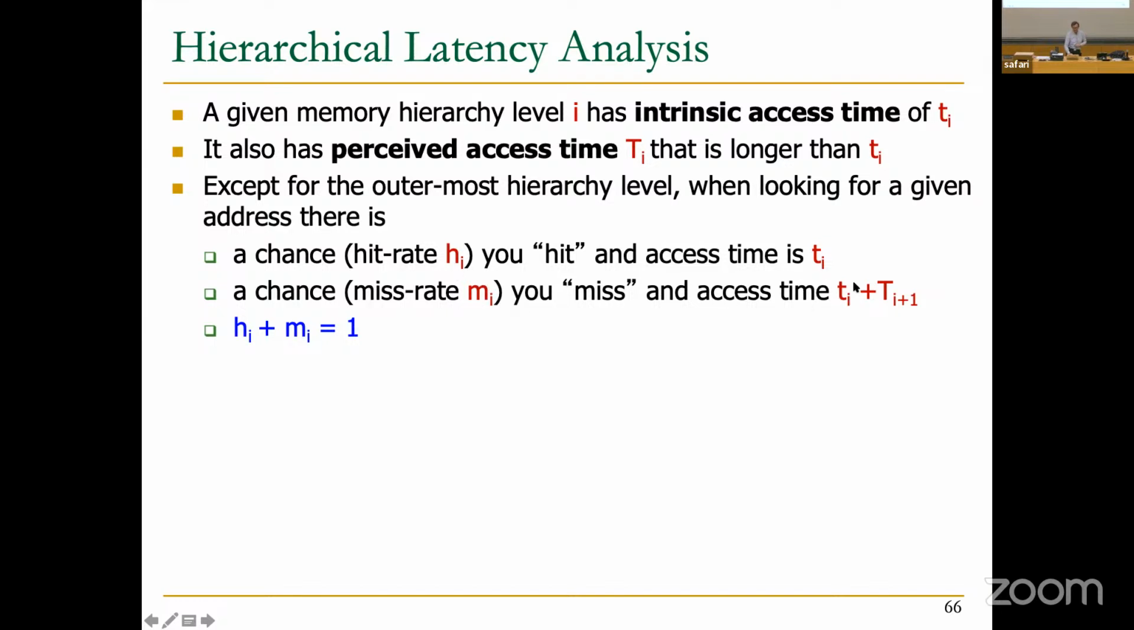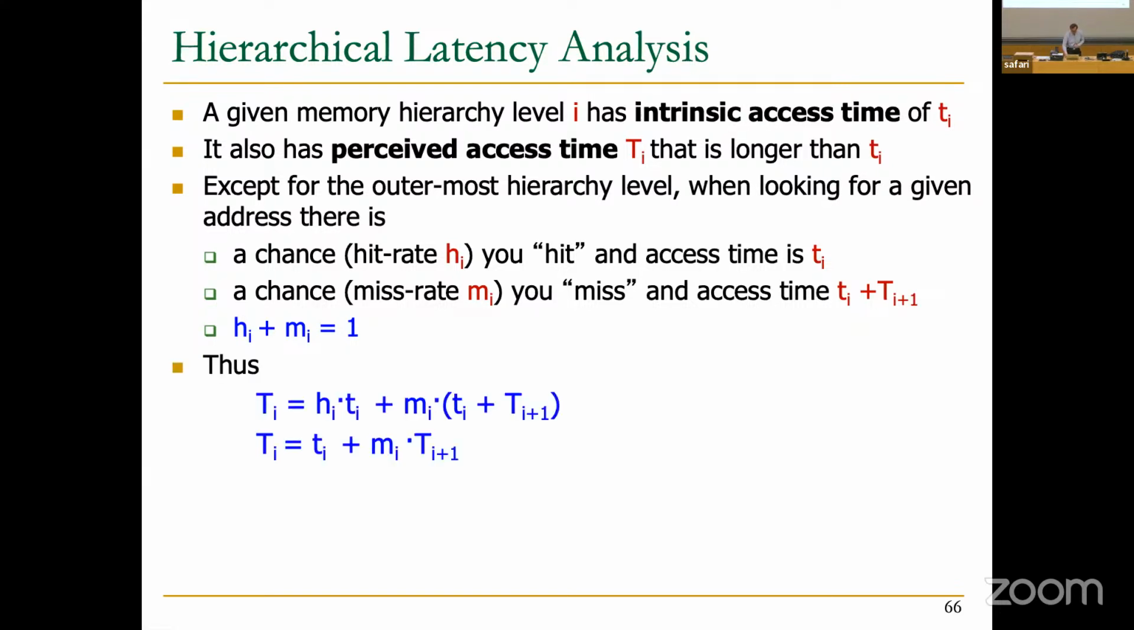And this chance or probability is the miss rate, MI. And the access time is at that point the intrinsic access time plus the perceived access time of the next level, because you need to go to the next level at that point. So hopefully, clearly, it should be the case that hits plus misses are equal to 1. That's essentially all of the accesses. You're never in a quantum state where you don't know what's going on, let's say.